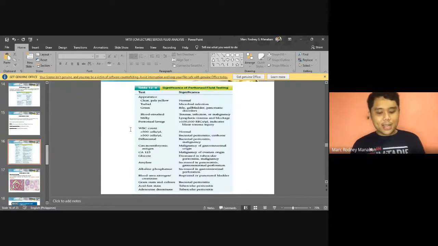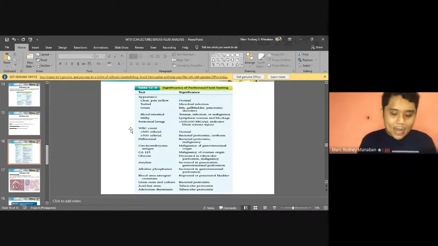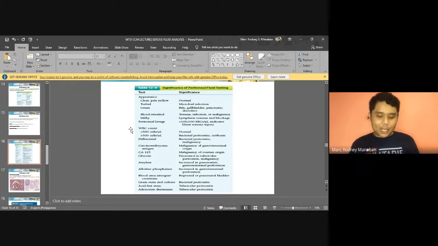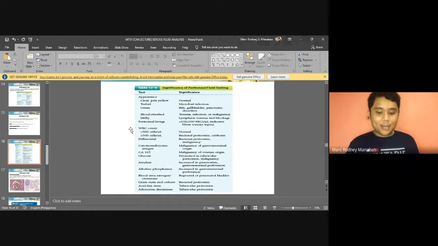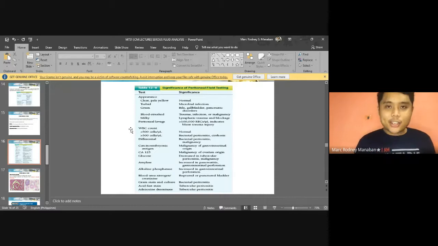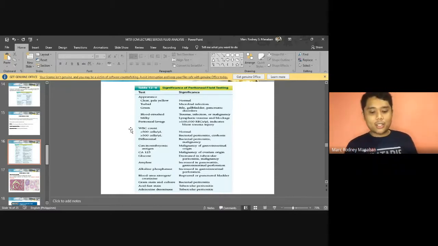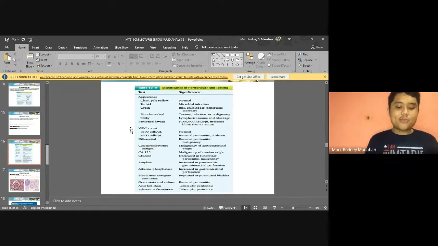And for the summary, as you can see, very concise. Clear, pale yellow is normal. Turbid, of course, means bacterial infection or increased WBCs. Green indicates the presence of bile, gallbladder or pancreatic disorder, so possible regurgitation or obstruction. Blood streak, trauma, infection or malignancy. Milky, of course, lymphatic trauma and blockage.